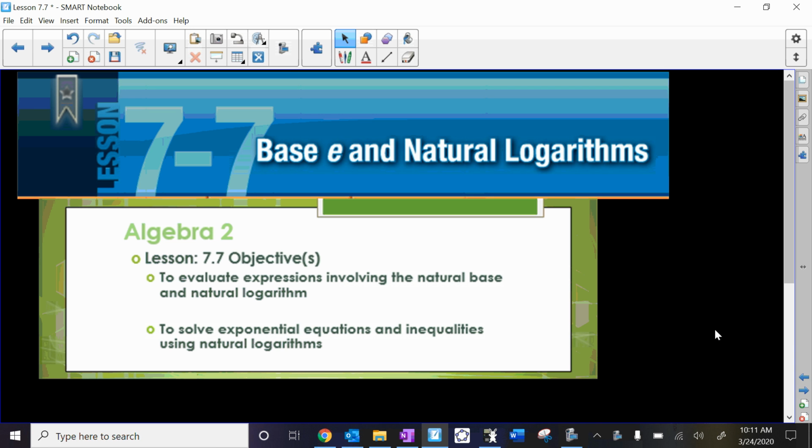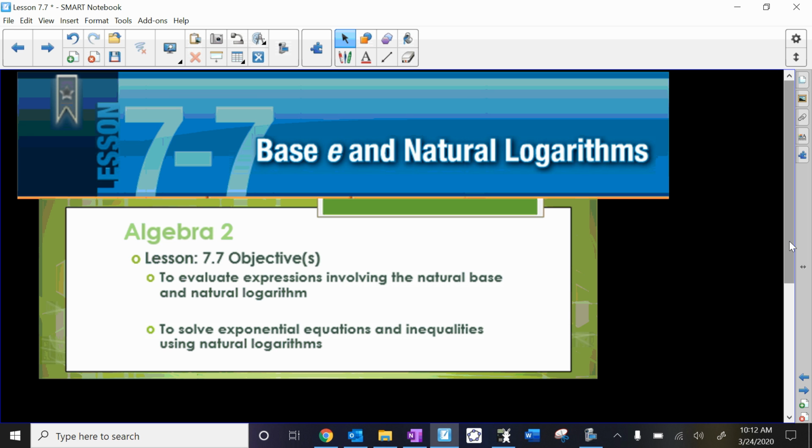Hey everyone, we're going to look at section 7 now, and this is going to deal with base e and natural logarithms. I think that this is one of the more important sections that we're going to cover in this chapter. So we're going to take a look at evaluating expressions that involve the natural base and natural logarithm, and we'll look at solving exponential equations and inequalities using natural logarithms as well.